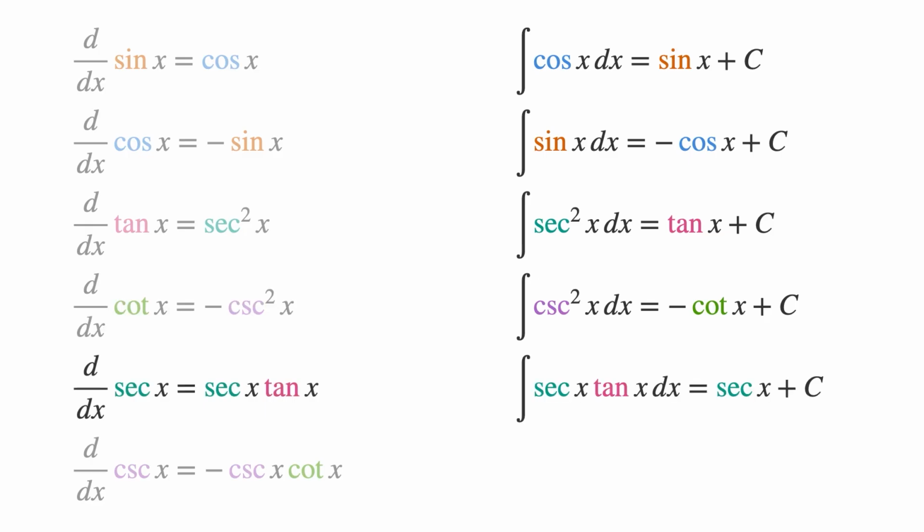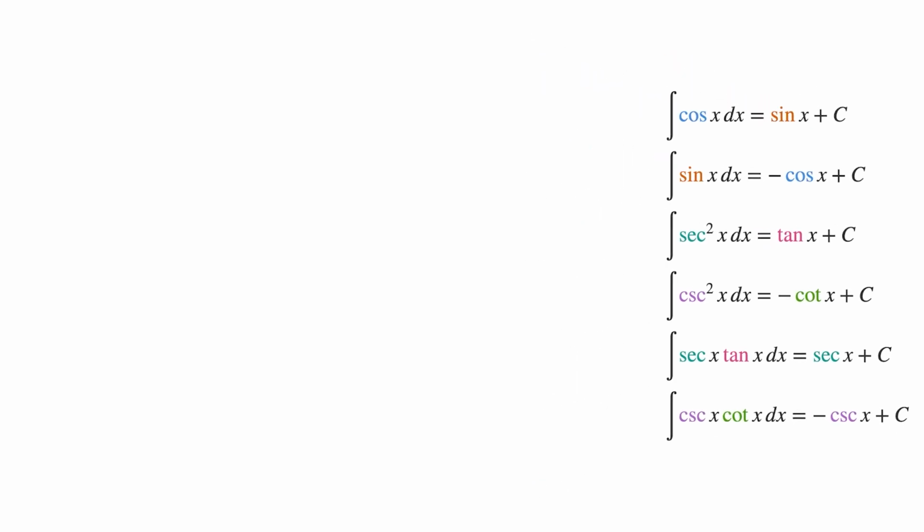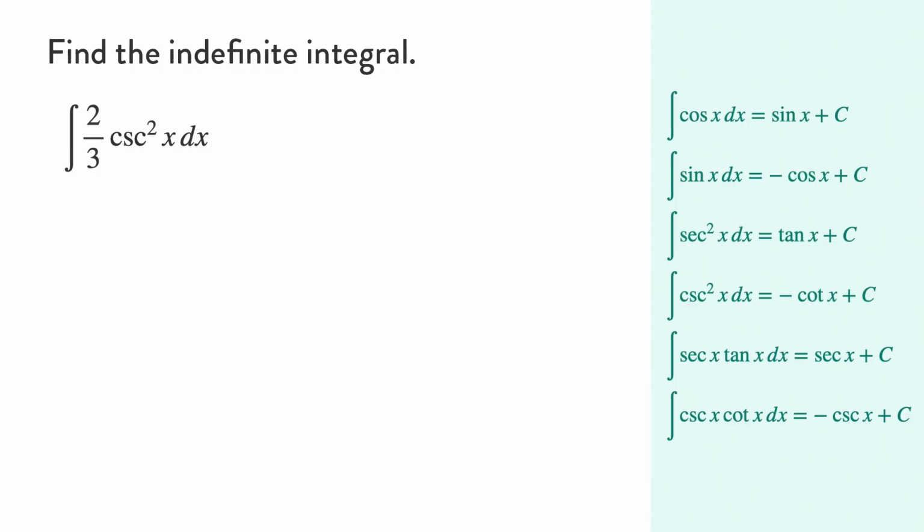The integral of the secant of x times the tangent of x dx equals the secant of x plus a constant. And the integral of the cosecant of x times the cotangent of x dx equals negative cosecant of x plus a constant. And sometimes we need to find an integral that happens to be in one of these forms. For example, find the indefinite integral.